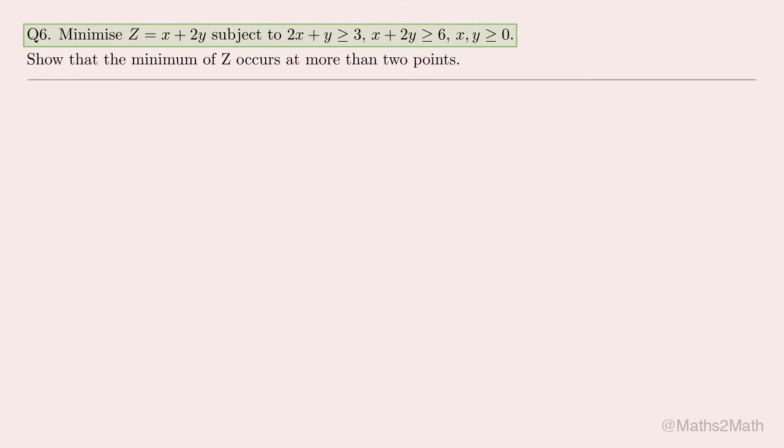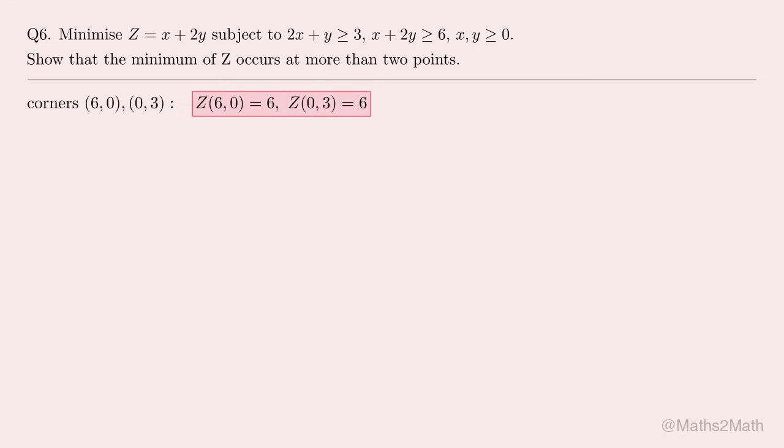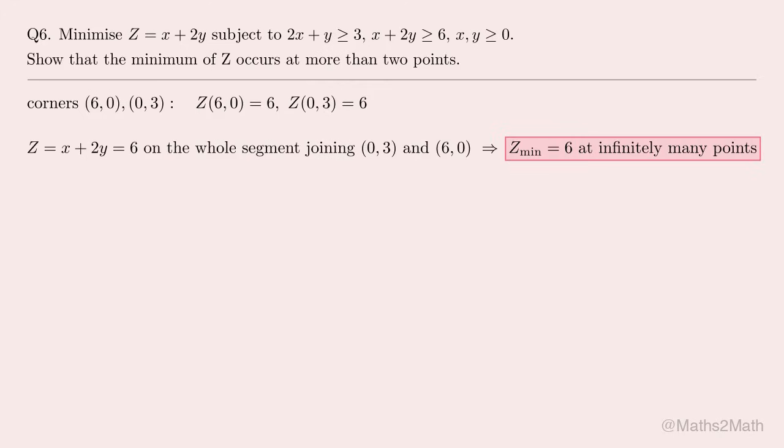Question 6. A minimum spread along a whole edge. Watch the objective match a constraint boundary. The boundaries meet at (0, 3), and the region's corners are (6, 0) and (0, 3). Z is 6 at both. Since z equals x plus 2y is constant, 6, on the entire boundary segment x plus 2y equals 6 joining them, the minimum occurs at every point of that segment.